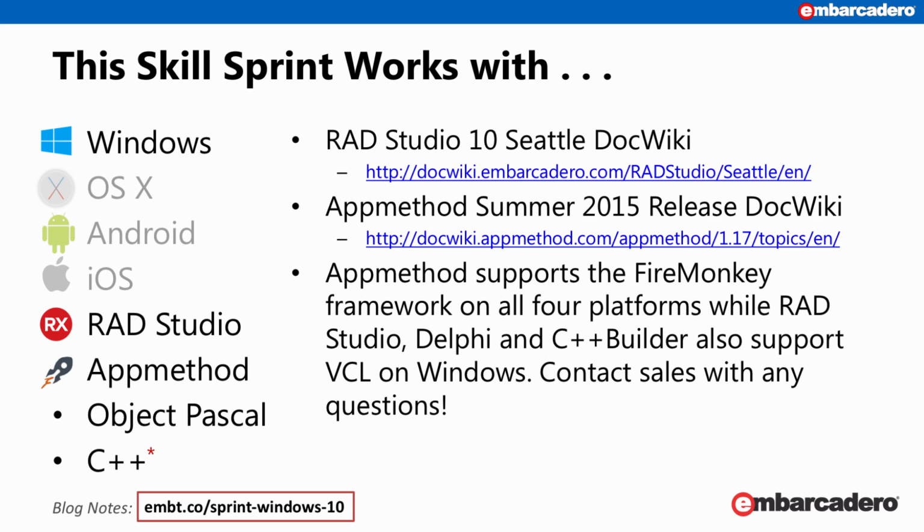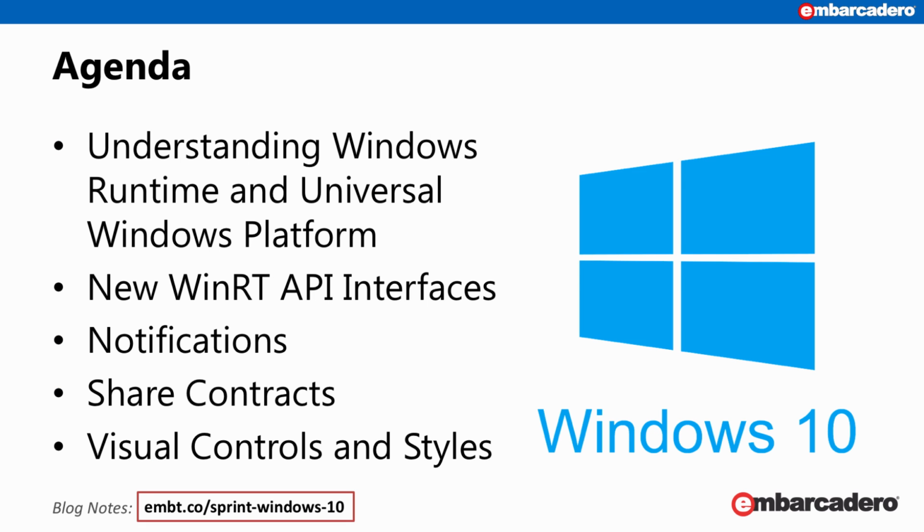This sprint works across Windows, all versions. Some of it works on only Windows 10, some works on other versions of Windows. It works with both Object Pascal and C++, although you'll notice there's a little asterisk on C++. Some of these things don't work on C++, and I'll point those out as we encounter them. Here's our agenda, so you can see we have a lot to cover, so let's get started.